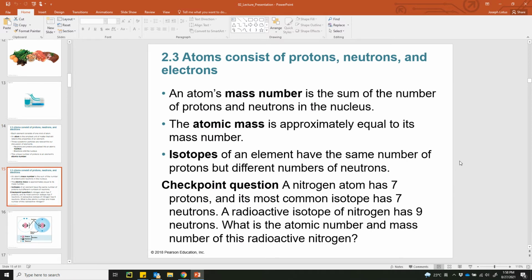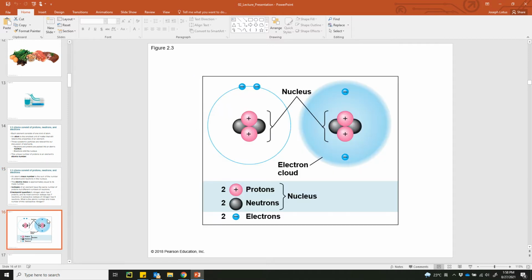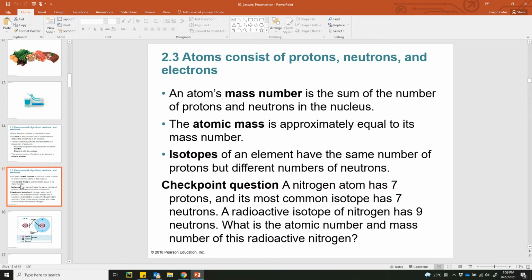An atom's mass number is the sum of the number of protons and the number of neutrons. So for example, if we look at this atom here, does anyone know what element this is? I'll let you check on your periodic table. You can figure this out. But this element has 2 protons and 2 neutrons inside of one atomic nucleus. So what would the mass number be? I want you to try to figure that out on your own. Add together the number of protons and neutrons.